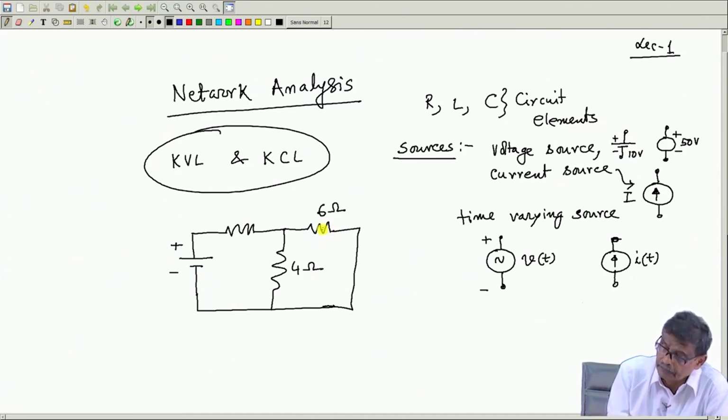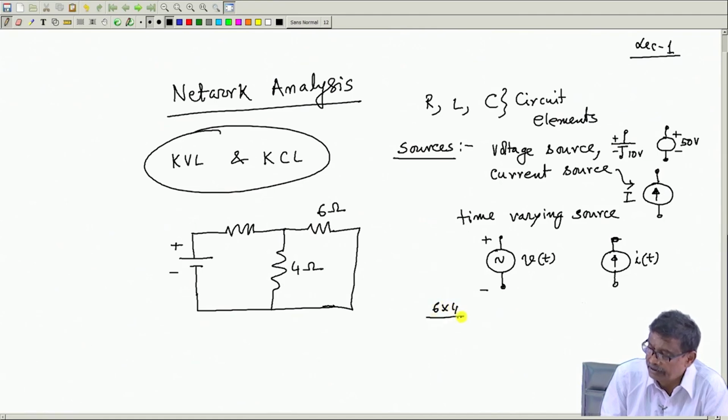So, the equivalent resistance of 6 ohm and 4 ohm, they are in parallel, it will be 6 into 4 by 10, that is 2.4 ohm.